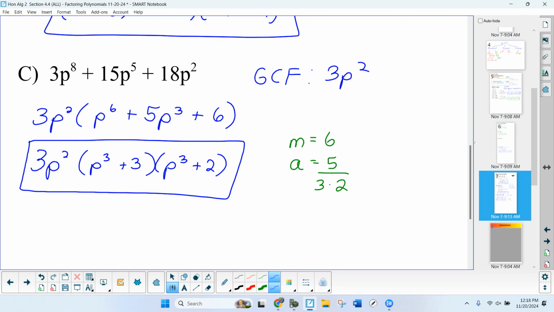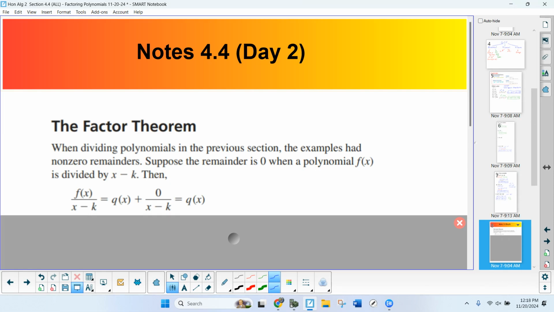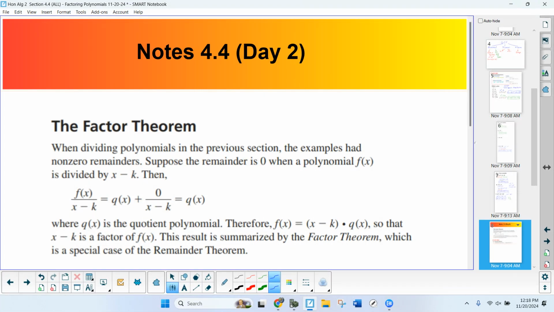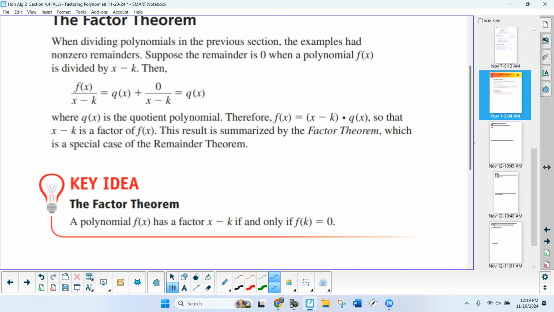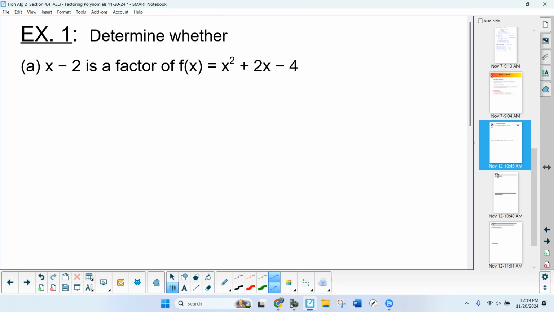Okay. So now determine whether or not something is a factor. If it's a factor, the remainder is what? If it's a factor, the remainder is 0. So if it is a factor, the remainder will be 0. So determine whether or not this is a factor.